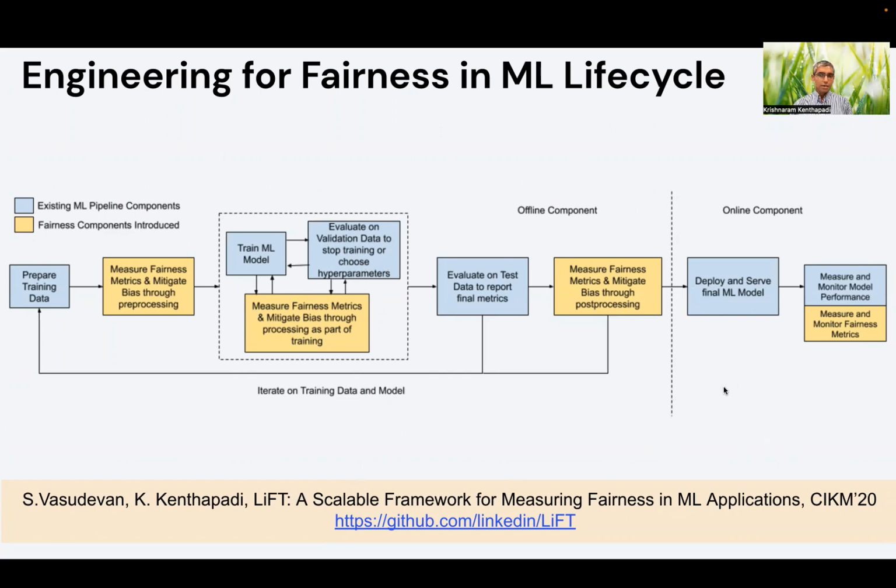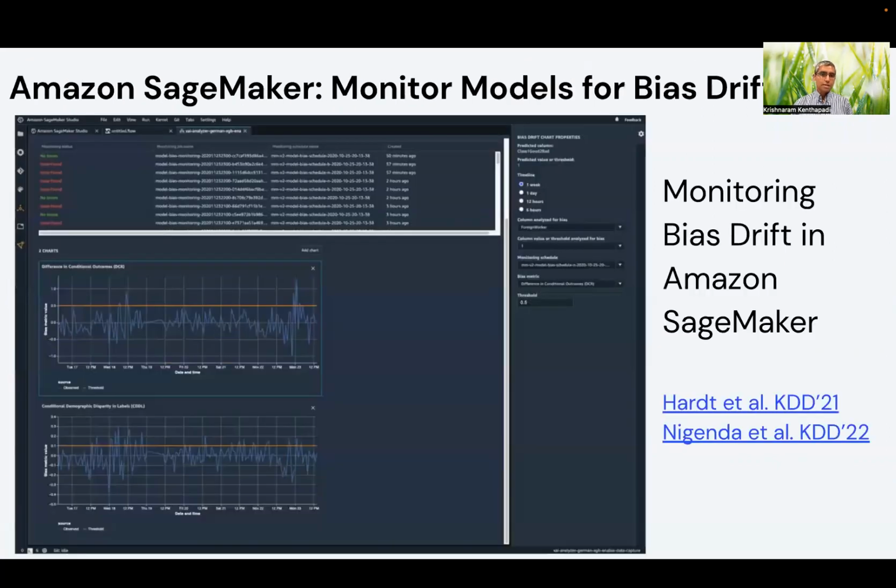Let's look at how this is operationalized in a machine learning deployment setting. For this, here is a screenshot from Amazon SageMaker. Specifically, this is a screenshot which shows how one can monitor bias for a deployed model over time.